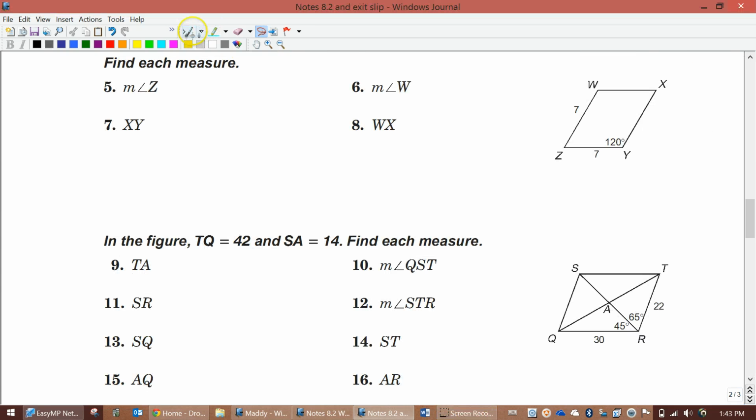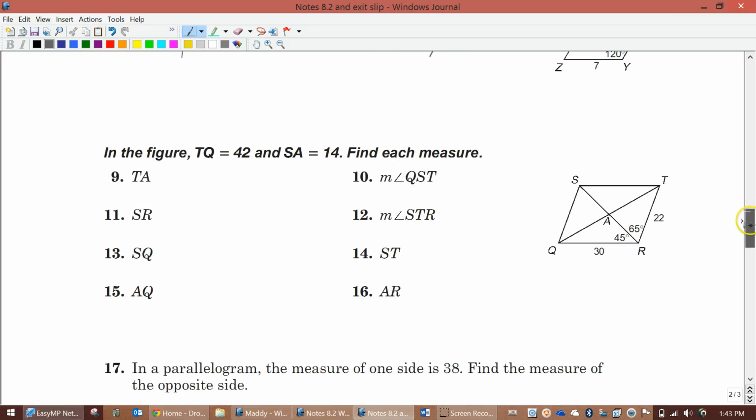Number 5 was what? Measure of angle Z? 60. Number 6 was 120. Nothing fancy, just consecutive angles, right? Opposite angles. Y is 7. WX, 7. By the way, that's a rhombus over there. It's not just a parallelogram. It's also a rhombus, but we'll get into that later. All right, go for the last set. Okay.